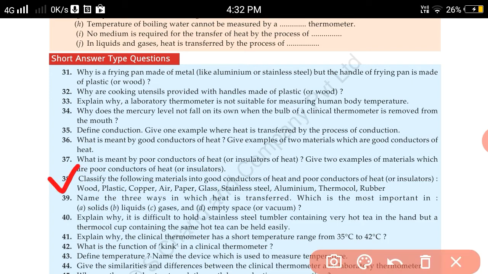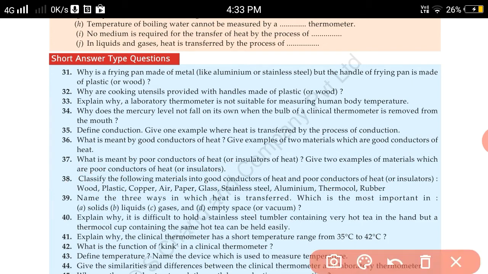Question number 38. Classify the following materials into good conductors of heat and poor conductors of heat. Yes, students, let's find out the bad conductors of heat first. Wood is a bad conductor, plastic is a bad conductor, air is a bad conductor, paper is a bad conductor, glass is a bad conductor, thermocol sheet is a bad conductor, rubber is a bad conductor. These are the bad conductors, or we can say these are the insulators, and the remaining ones are all good conductors. For example, copper, stainless steel, aluminium, etc.